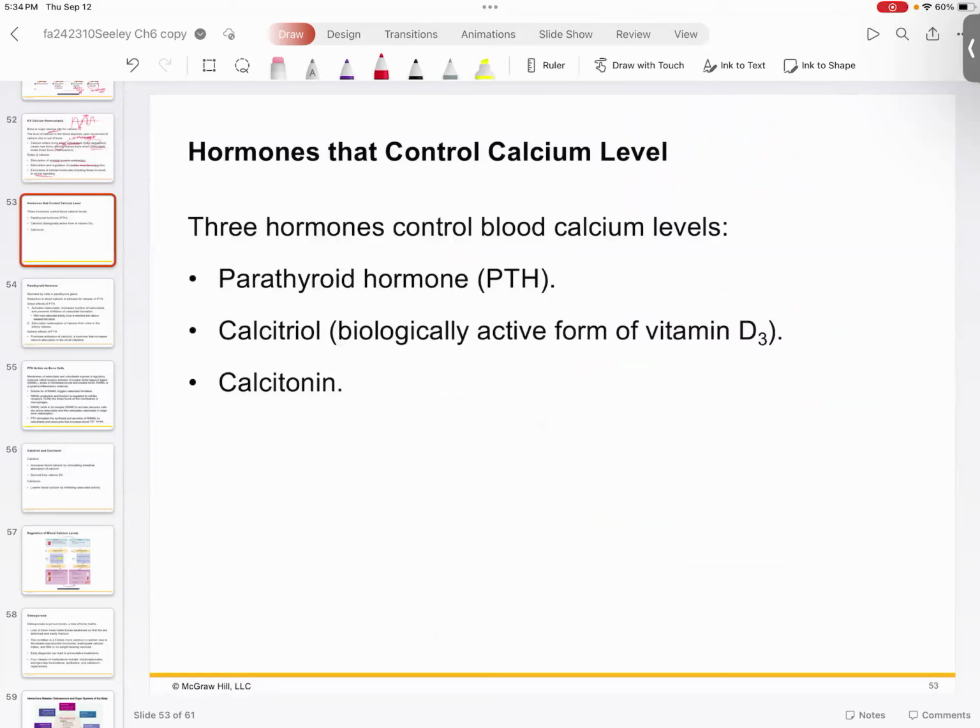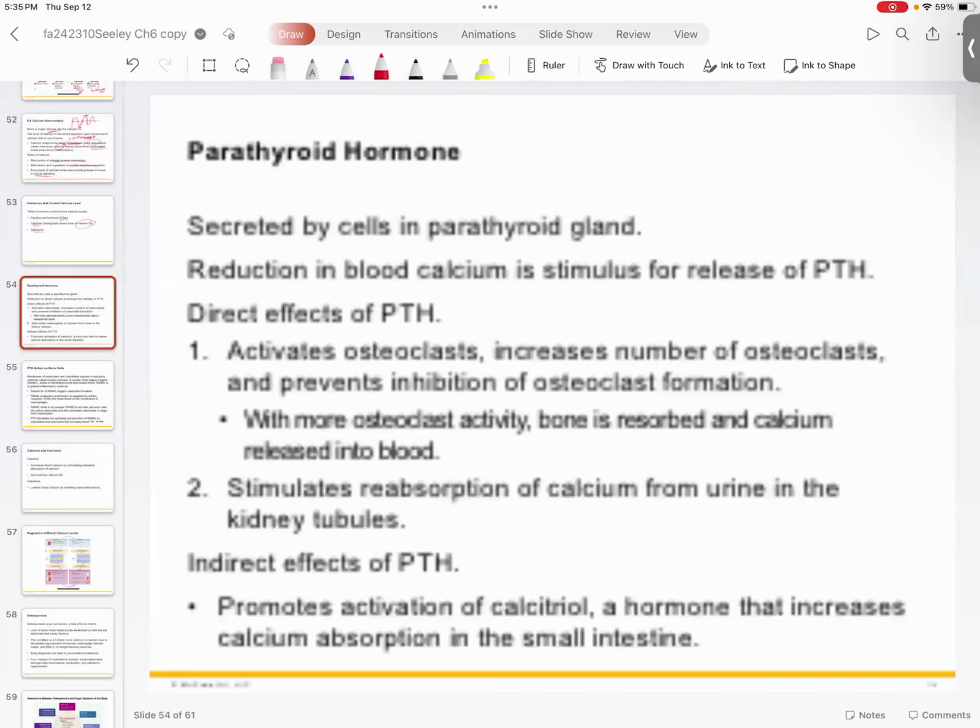And so we control it with a couple of hormones. First of all, there are three main hormones that control calcium. Parathyroid hormone, then there is calcitriol, which is a derivative of vitamin D3. We took a look at that a little bit. And now we're going to be taking a closer look at its physiological aspects. And then, of course, calcitonin as well. So let's take a look at each one of these.